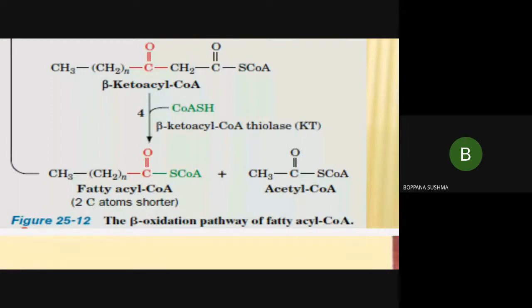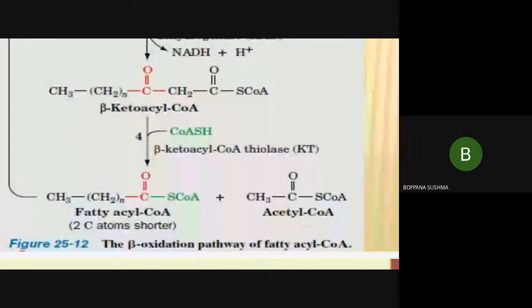What happened here? This beta position, what did we say previously? Beta oxidation means oxidation takes place at the beta position. Understood? What is the beta position? Second carbon atom. So oxidation takes place at the second carbon atom. Oxidation means what? Addition of oxygen or removal of hydrogen.